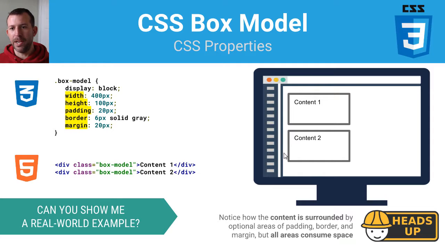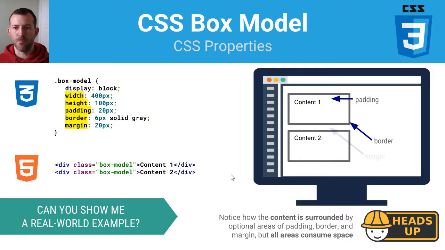And over here on the screen, these are the two divs represented visually. Notice how the content is surrounded by optional areas of padding, border, and margin. All of these areas do consume space, but you'll see that my content 1 has padding, then border, and then there's margin between it and its content 2 brethren. So this is trying to give you a concrete example of how the CSS box model is used in real life.